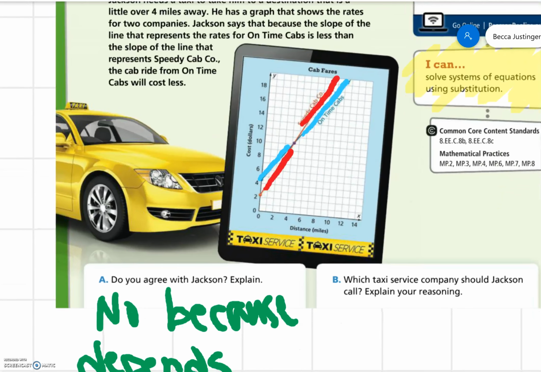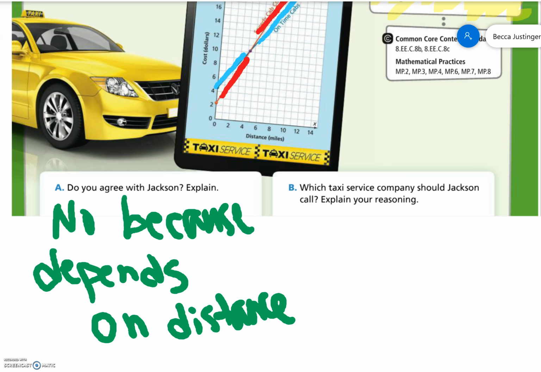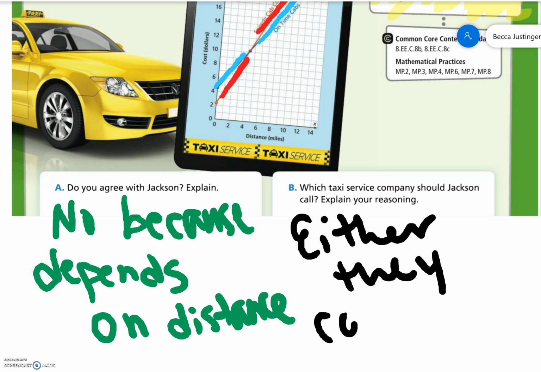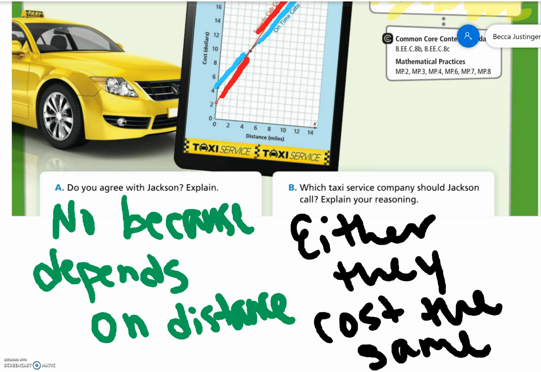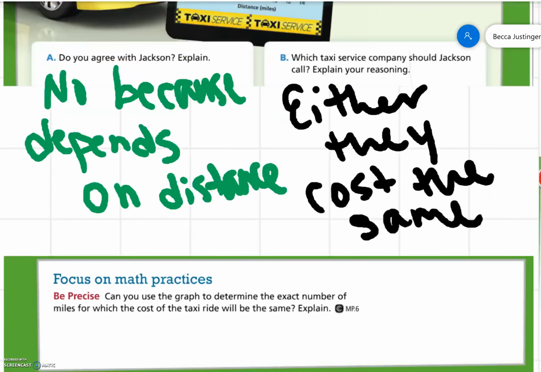But Jackson wants to go 4 miles away. So at that point, Jackson could choose either. They will cost the same at that distance. Right here, a little over 4 miles. So he can choose either, maybe whichever one comes sooner.